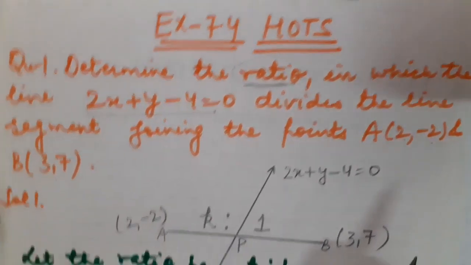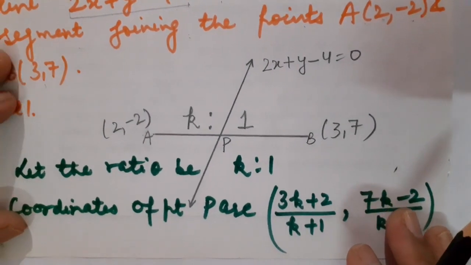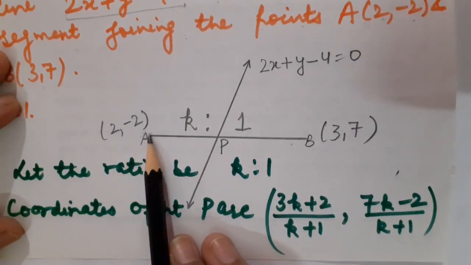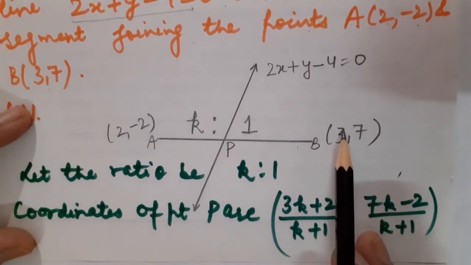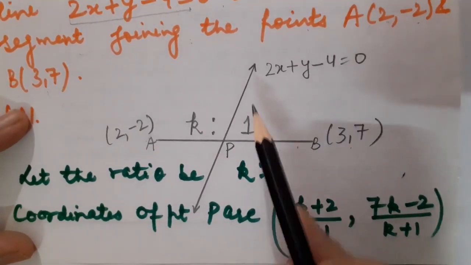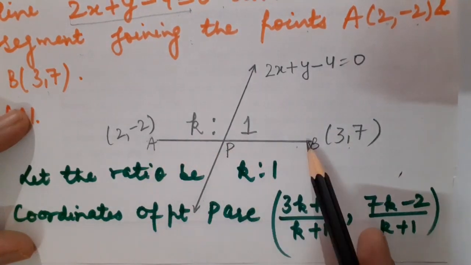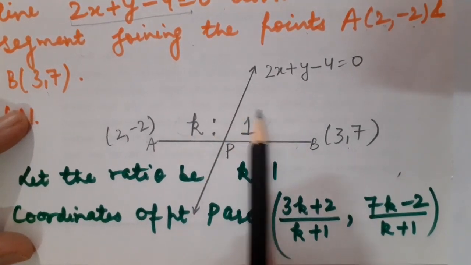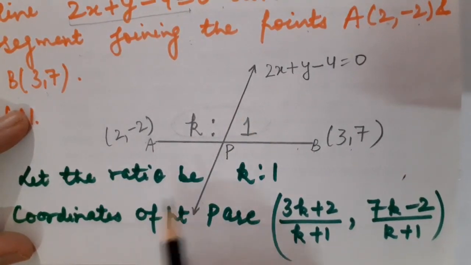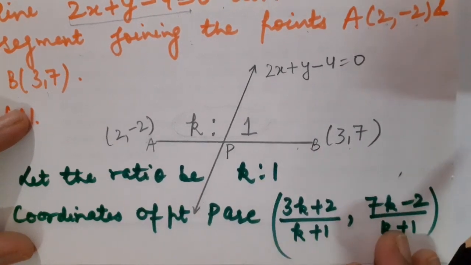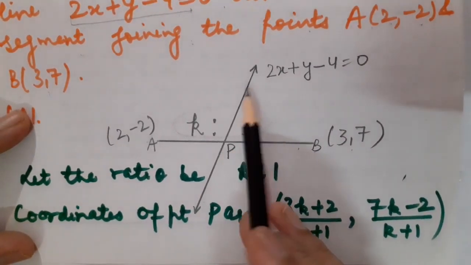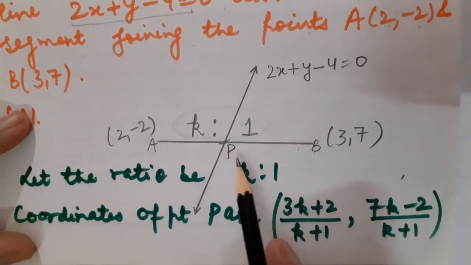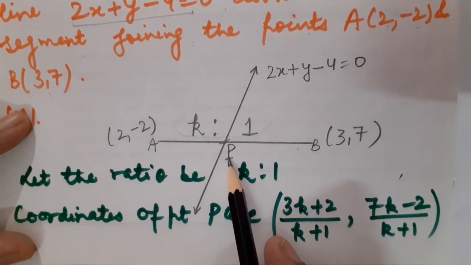Have a look at the diagram of this question. Here is a line segment AB whose coordinates are A(2, -2) and for B they are (3, 7). This is that particular line which is going to divide this line segment in the ratio K ratio 1. We have to just calculate the value of this ratio. Children, while looking at this diagram, are you thinking something? That basically when this line is going to divide the line segment, it is going to divide it at some point, and that point is known as the point of division.